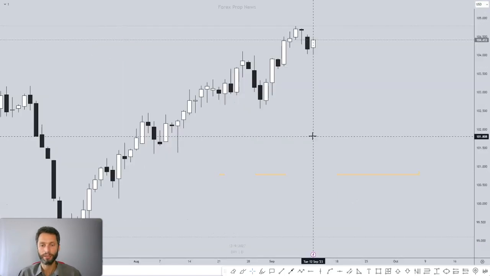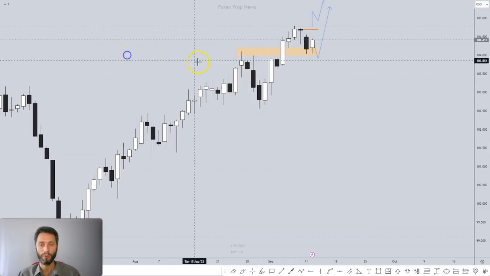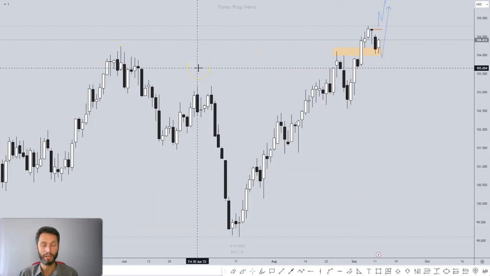Alright guys, so that is the breakdown for Tuesday. Waiting for the dollar news, and then the minor pairs, we are going to watch for them to play out as they are already.